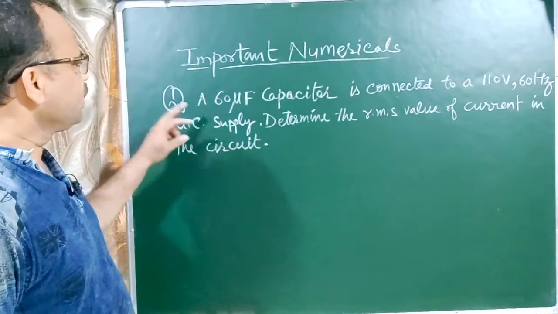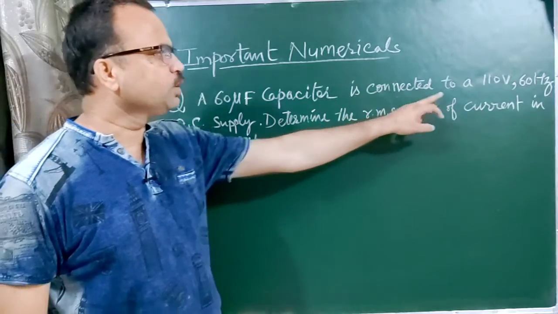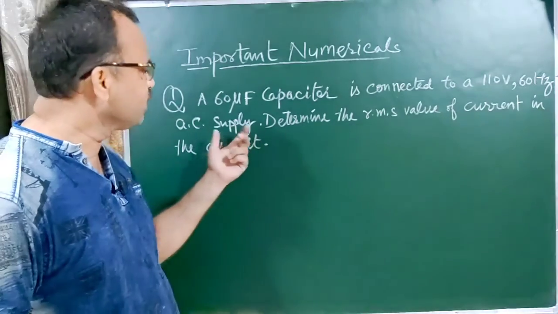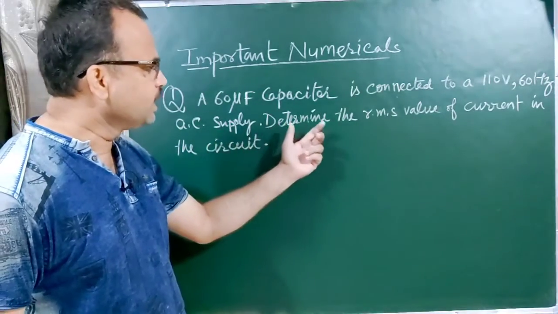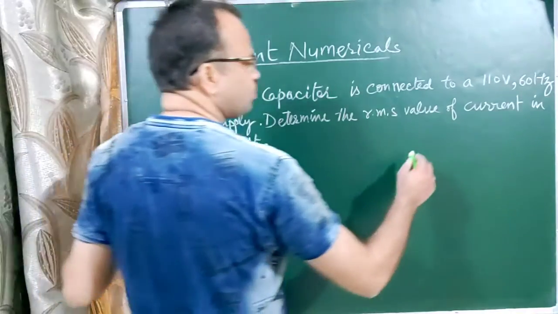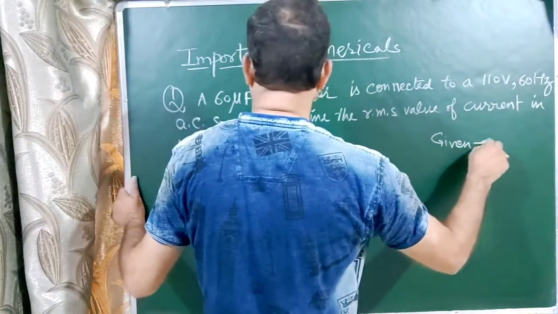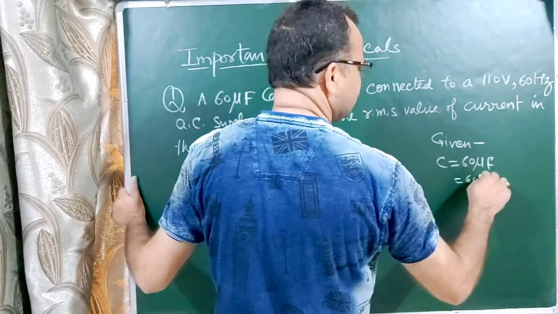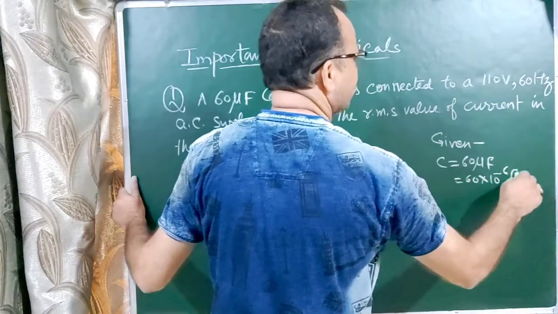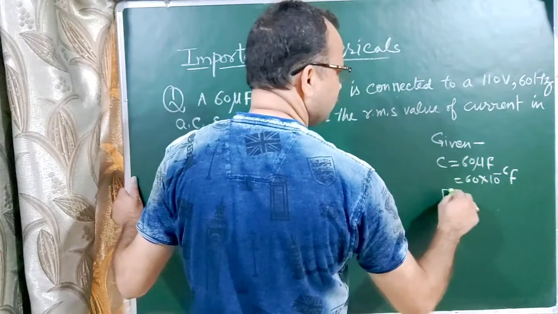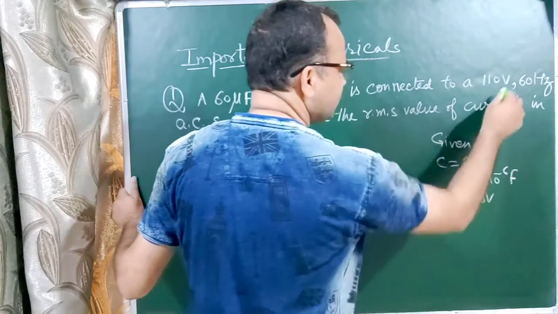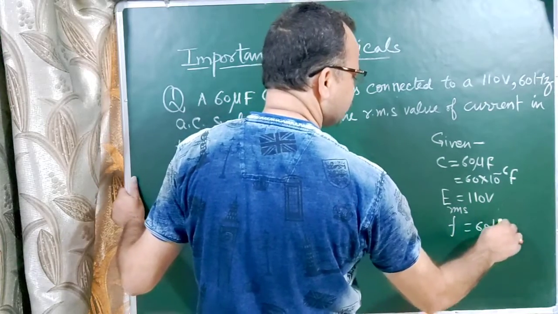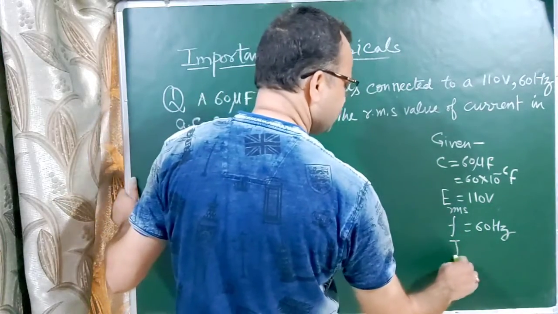So the first problem: a 60 microfarad capacitor is connected to a 110 volt, 60 hertz AC supply. We have to find the RMS value of the current. So note the given values. Given C equal to 60 microfarad, where micro means 10 raised to power minus 6 farad, and E equal to 110 volt, which is the RMS value, and the frequency is 60 hertz. We have to calculate IRMS.